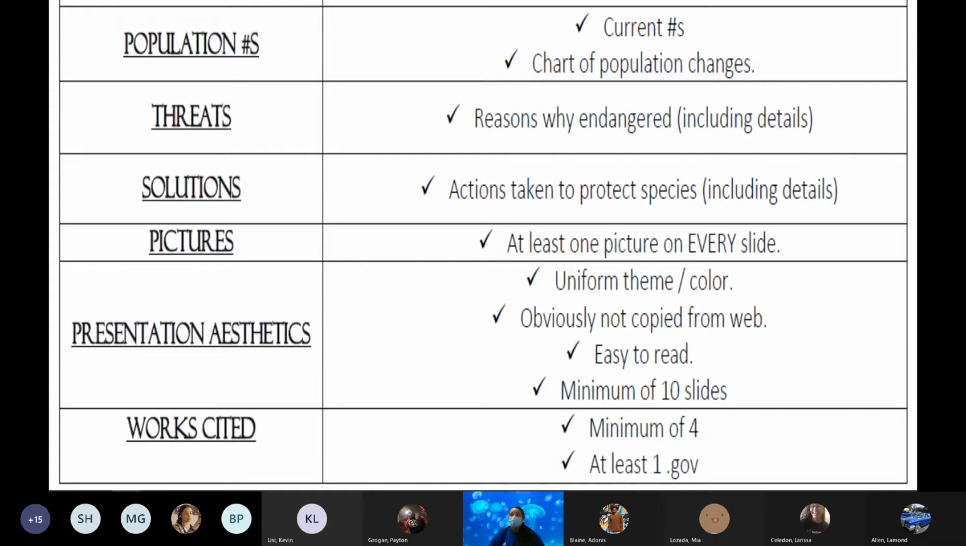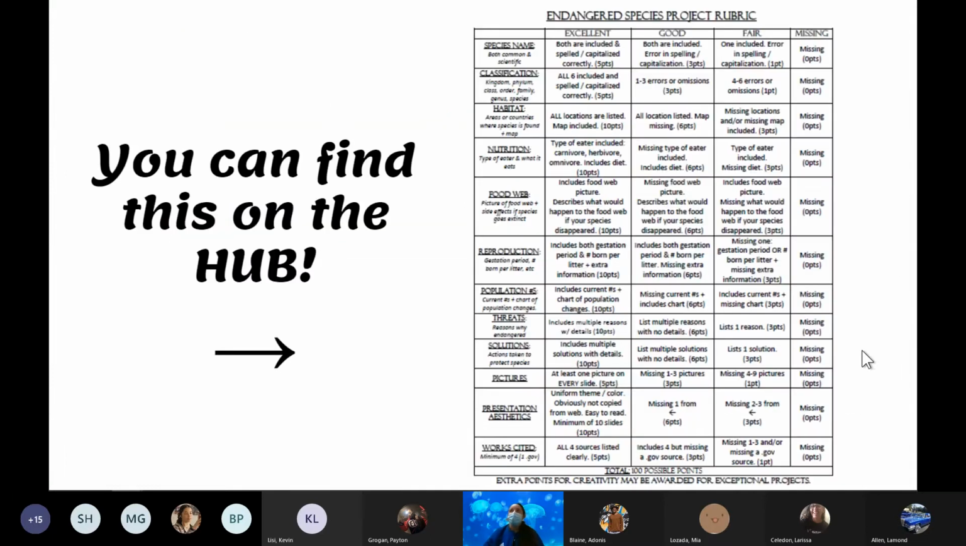And then for your works cited, I want a minimum of at least 4 websites that you used, and at least one of those has to be a .gov. So like 3 plus a .gov, which makes 4 total websites. And I have the rubric that's attached to the instructions page. It looks like this. It's very detailed to tell you exactly what I'm looking for and how to lose points.